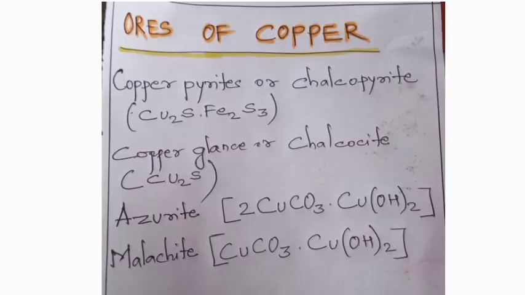Some of the ores of copper are copper pyrite or chalcopyrite, whose formula is Cu2S·Fe2S3. Another ore of copper is copper glance or chalcocite, whose formula is Cu2S. Another ore of copper is azurite, whose formula is 2CuCO3·Cu(OH)2. Another ore of copper is malachite, whose formula is CuCO3·Cu(OH)2.